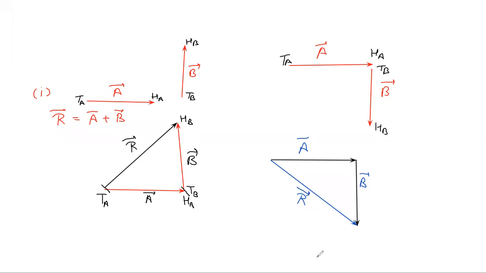So is the addition of two vectors clear or not? Tell me. Okay. So the addition of vectors is commutative. One property of addition is that if we add A plus B or B plus A, then both are equal. Both are equal in magnitude and direction.